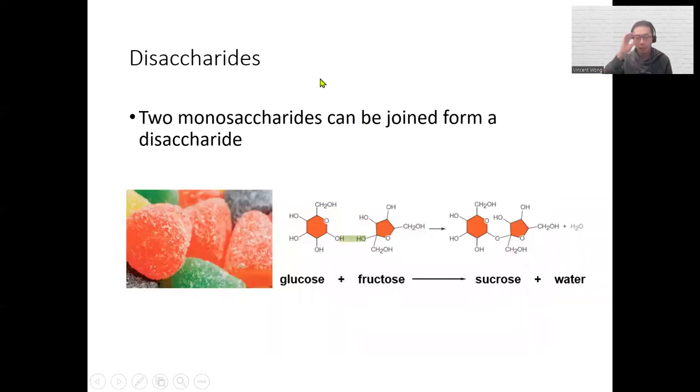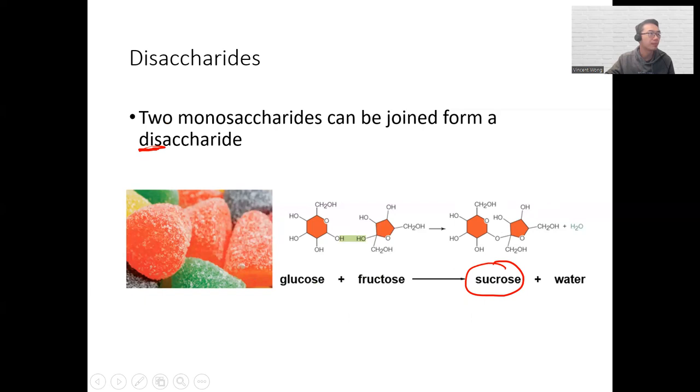So let's take a look. We can take a glucose, the hexagon, plus a fructose, the pentagon. And we connect them using dehydration synthesis, which means we're going to remove a water molecule. You take an H from the glucose, you take an OH from the fructose, you remove the water molecule, and you end up getting sucrose, your kitchen sugar. With two monosaccharides joined together, we call it a disaccharide. You don't have to memorize what it looks like, but you need to know which two connect together to get what.